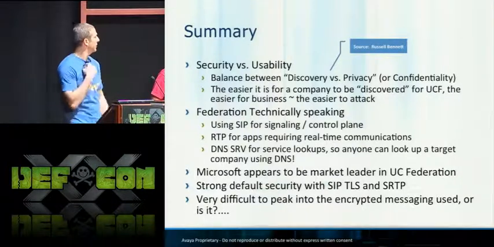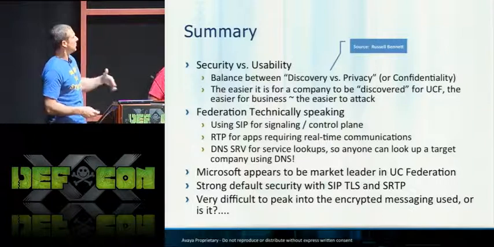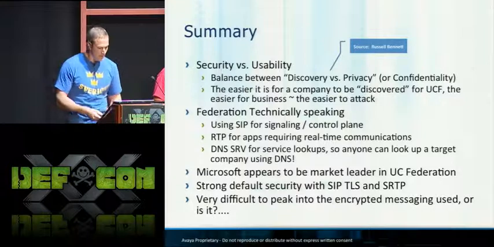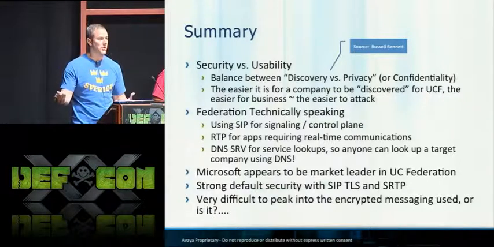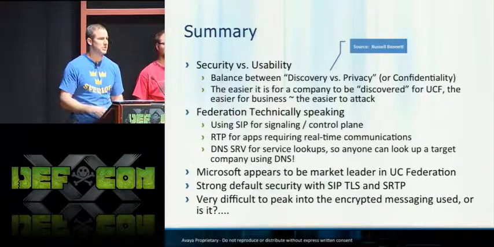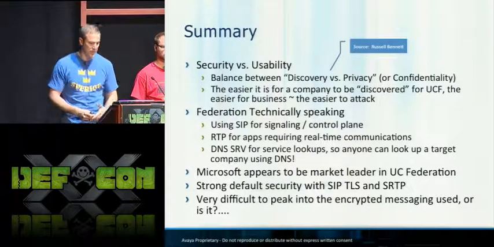We do have the Cisco way of doing it, but from a Microsoft UC Federation perspective, what it means is SIP signaling and control plane: SIP for signaling, RTP for apps requiring real-time communication, and then DNS SRV for service discovery. So in the future, you could have new records that you create to use for new UC communications and applications. Microsoft appears to be the market leader in this UC Federation. They have strong default security with SIP TLS and SRTP.